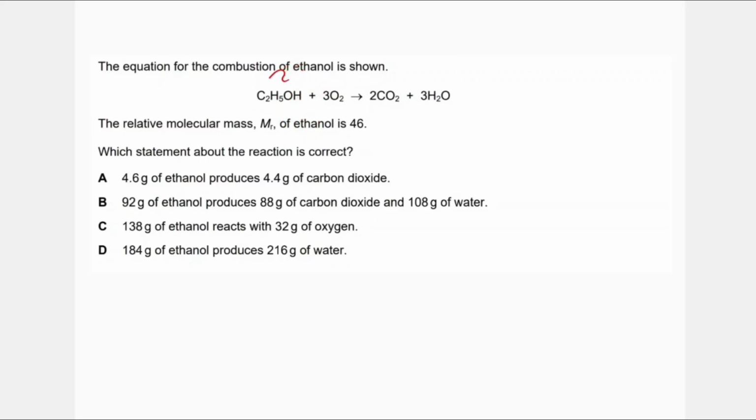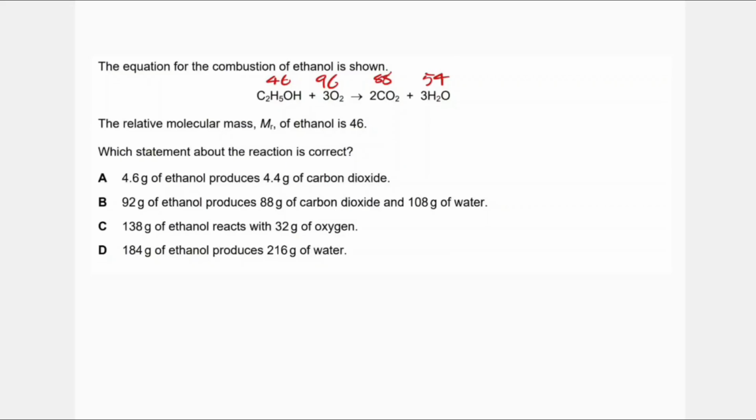So the molar mass of ethanol is 46, it's given here. The molar mass of oxygen is 32, but 3 times 32 makes it 96. And carbon dioxide is 44, so 2 times 44 is going to be 88. H2O is 18, so 3 times 18 is going to be 54 grams. Okay, so now it's going to be easier. Now we can just do the ratio calculations and find out if these statements are correct or not.